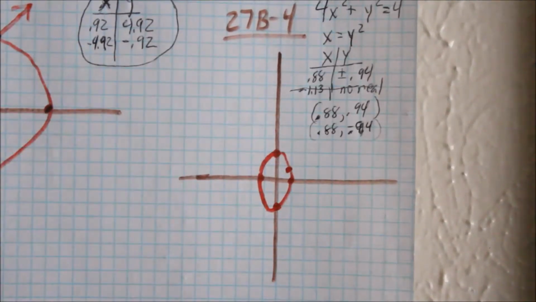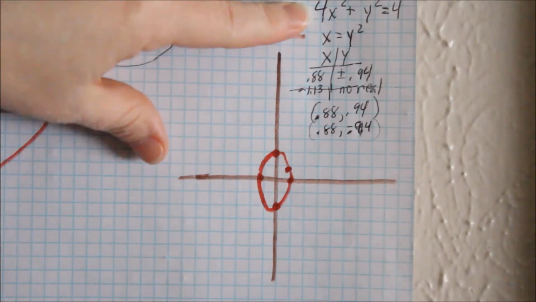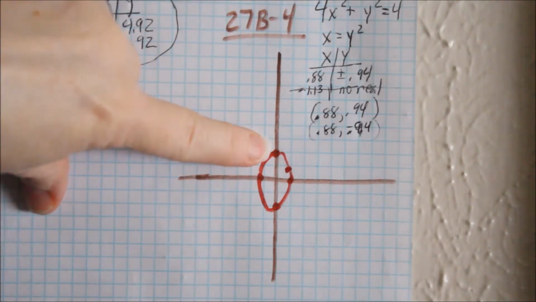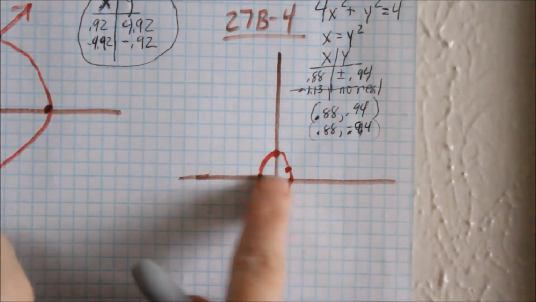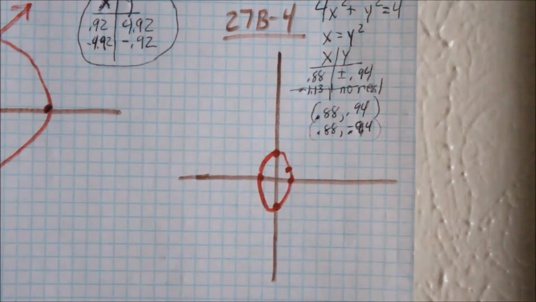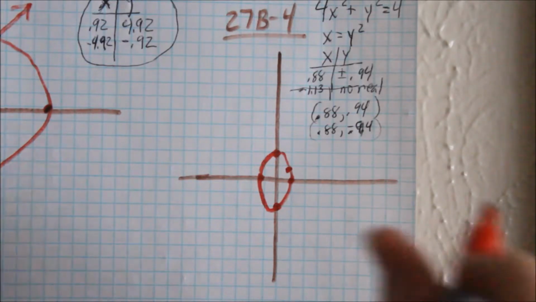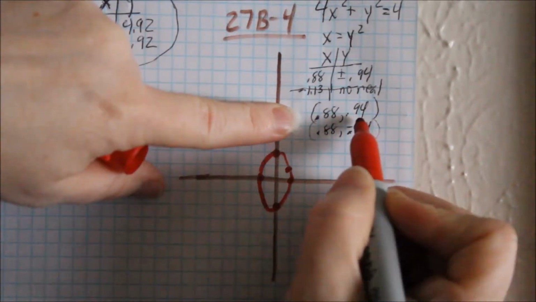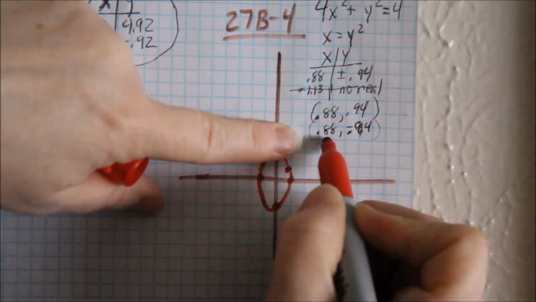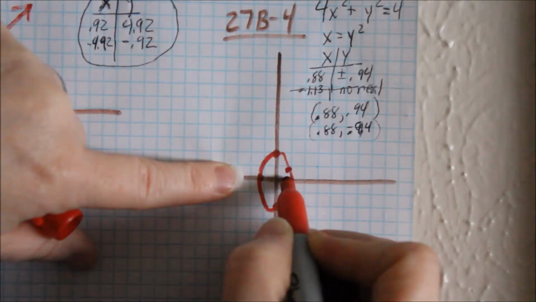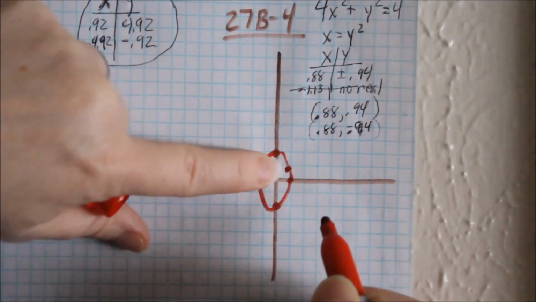Okay, we're graphing 27b4. This first equation is an ellipse, and I have it graphed right here. Remember, my extremity points on the y-axis were plus or minus 2, on the x-axis plus or minus 1. So there's my ellipse. Then I have a parabola that faces to the right. I'm not going to graph my parabola until I graph my points. Normally I do not graph my parabola or hyperbola until I graph my points. So we calculated our points to be when x is 0.88, a positive 0.94, and when x is 0.88, a negative 0.94. So going over about 0.88, which is just an estimate, and then up 0.94 puts a little point right there.